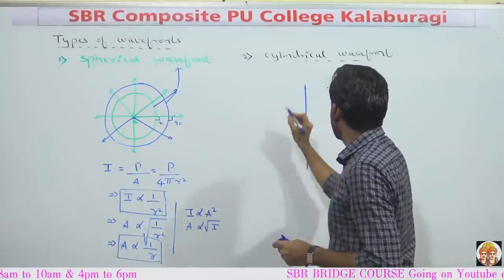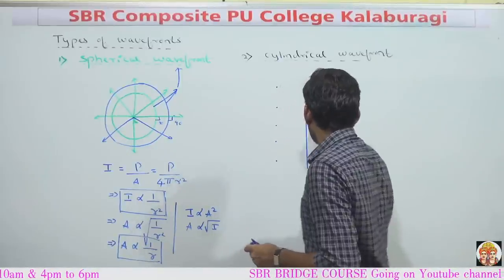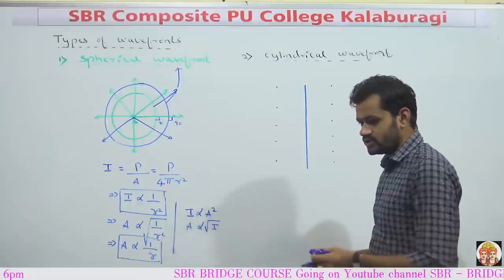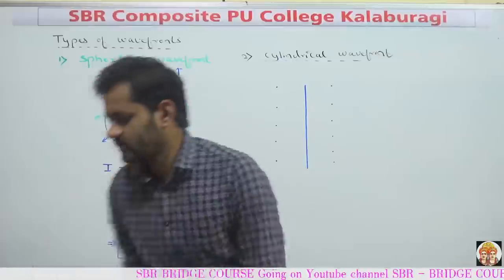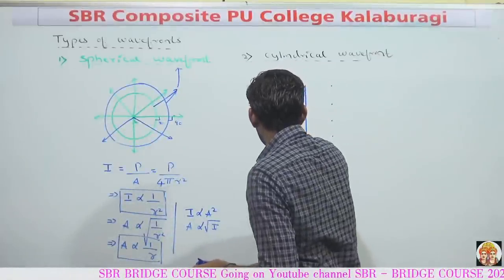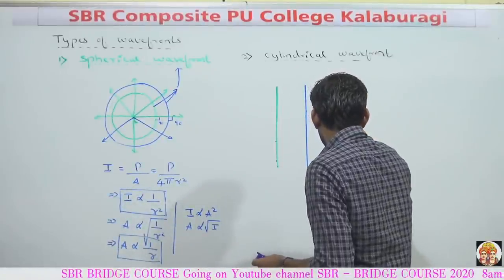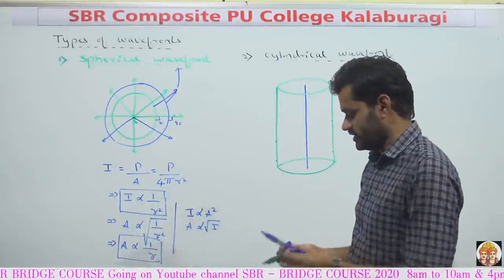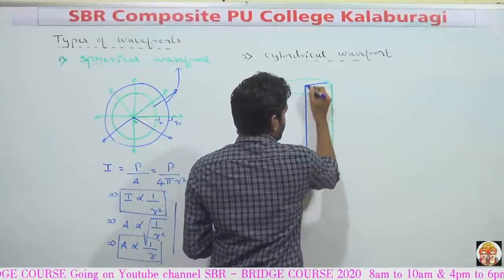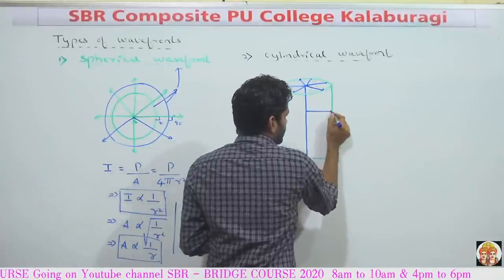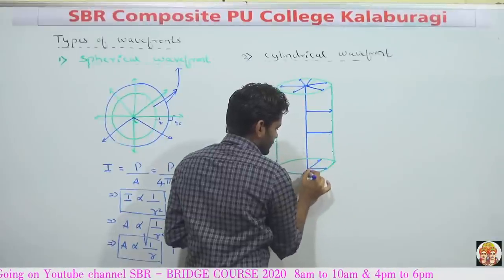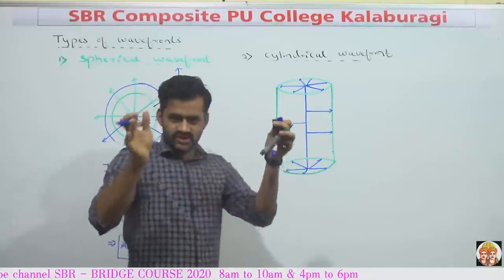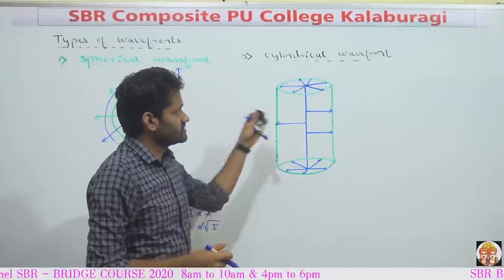We can represent the points here, and these are in the same phase. We join all these points, and when you join them you get a wavefront. That wavefront is called a cylindrical wavefront. This is the first cylindrical wavefront. Again we can draw the next cylindrical wavefront, and again the next. The shape of that wavefront is a cylinder, that's why we call it a cylindrical wavefront.